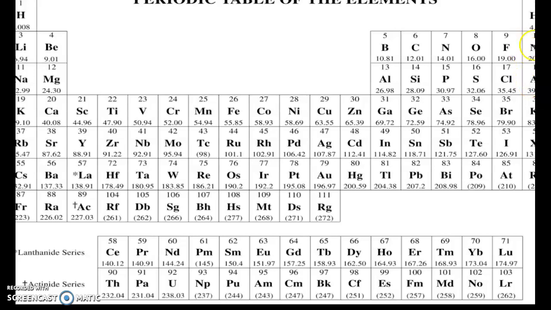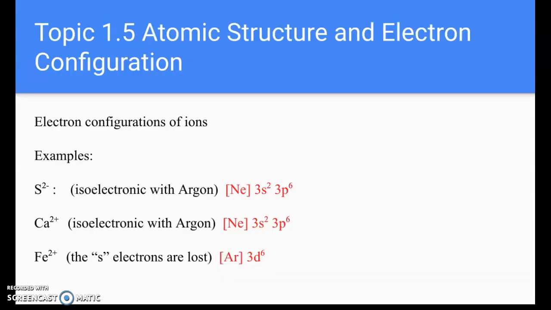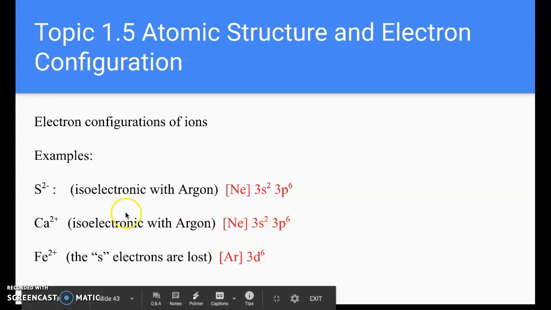So you would go back to neon, put that in brackets. You can't just put argon in brackets and be done. You always got to go back. So you put neon in brackets, then 3s2, 3p6. And that one's done. And that's what the answers are for those 3. So sulfide is isoelectronic with argon. Calcium, because it loses 2 electrons, is also isoelectronic with argon, so they end up with the same electron configuration.